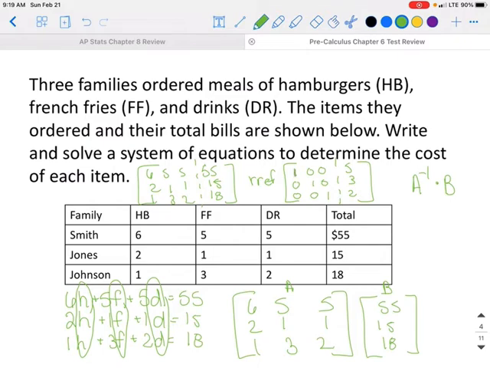So the first one will be hamburgers. So we know there are 5 hamburgers. The second one was french fries. So we know there were $3 for french fries, $5 for hamburgers. And the last one was drinks. So we know that drinks will cost $2. Whichever method that you choose, you should get the same answer.